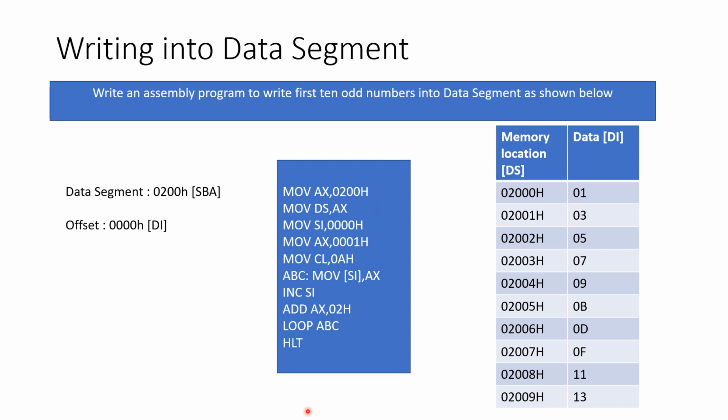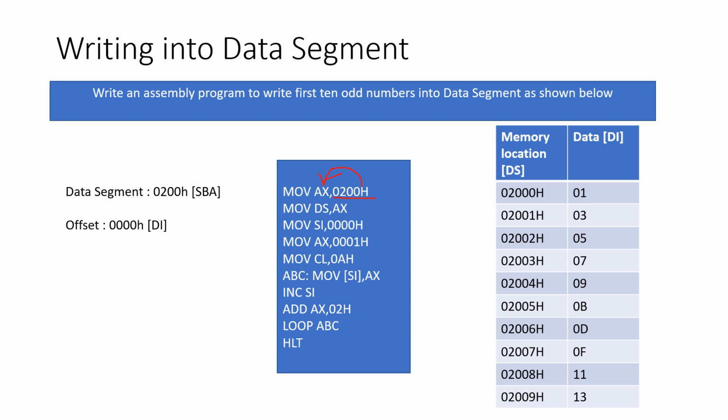First, I define my data segment as 200. I need to put it into the accumulator, and only through the accumulator can you move it to the data segment register, the DS register. Next, since I am working with a data segment, I make use of the source index register. I initialize my source index register with 4 zeros here.